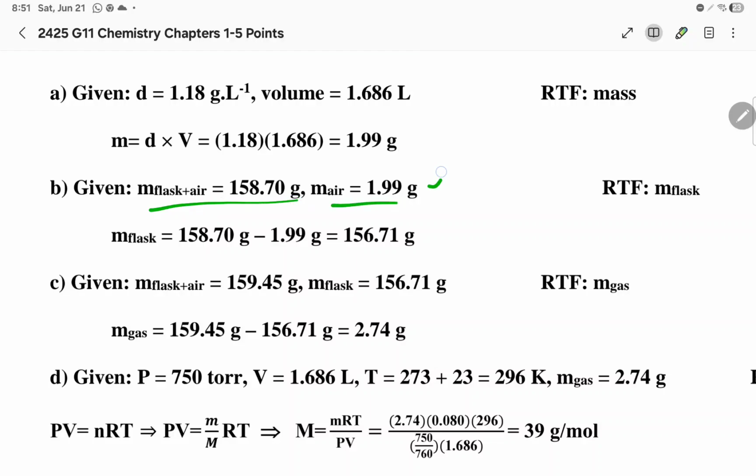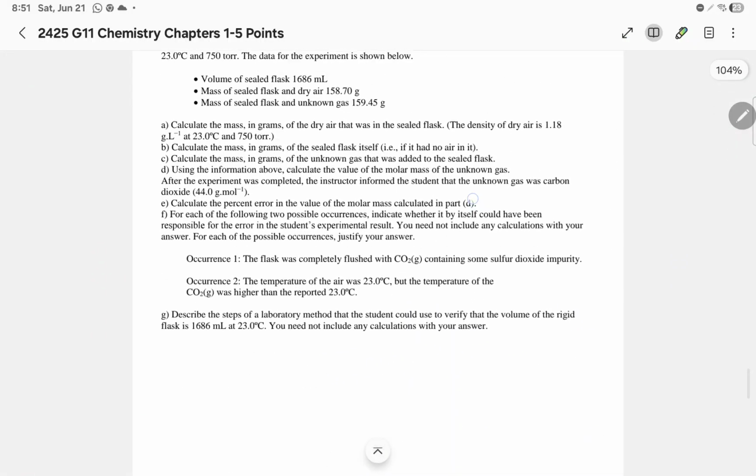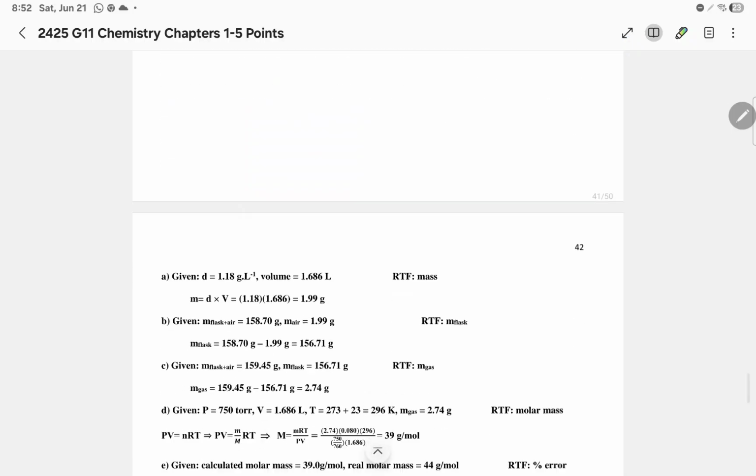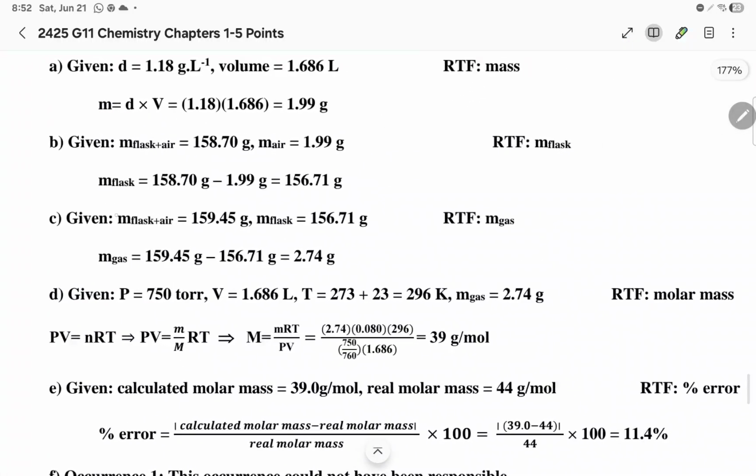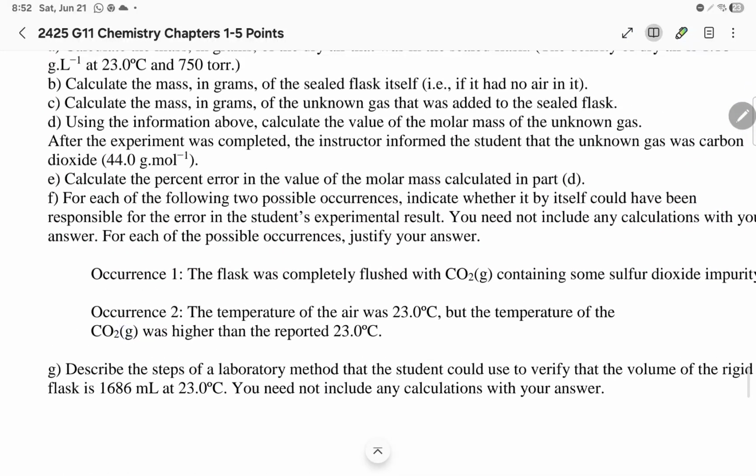We found it here. So just subtract them from each other, you get your answer. So far it's very easy. Calculate the mass in grams of the unknown gas that was added to the flask. So you do this minus the answer we got in part B. Yeah, that's exactly what I said. You do the mass of the unknown gas minus the mass we got in part B, and you get your answer. Now what's part D asking?